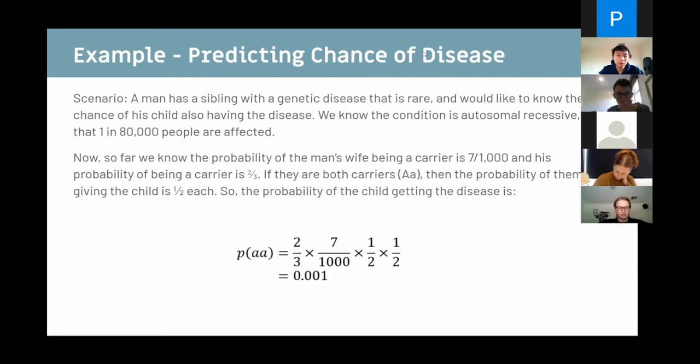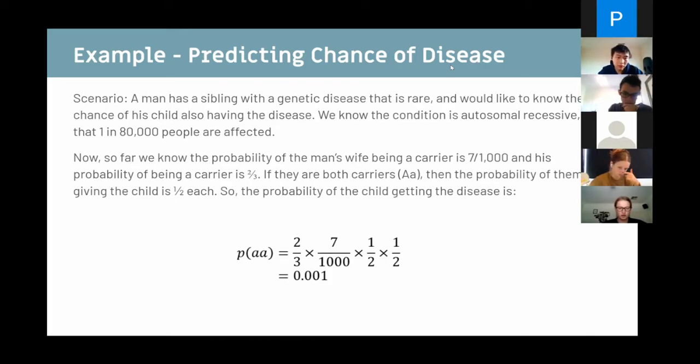And so far, we know that the probability of the man's wife being a carrier, from when we worked it out in the first slide, is 7 out of 1,000. And then his probability of being a carrier is 2 out of 3. If they're both carriers, then the probability of them both giving the child the recessive gene is half, right? Because if they're both big A, little a, then there's a half chance they give the big A and a half chance they give the little a.